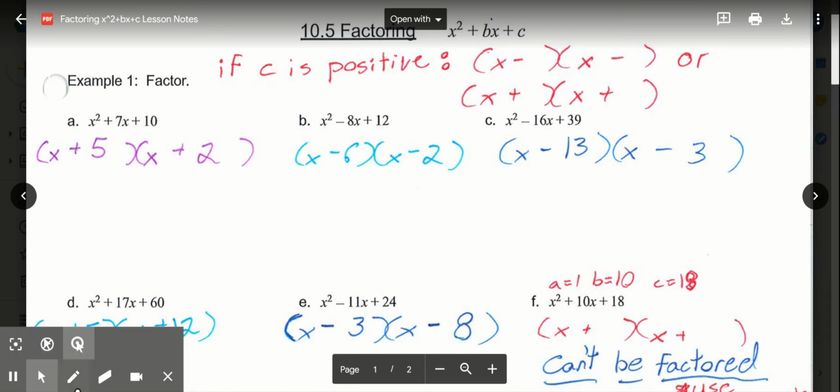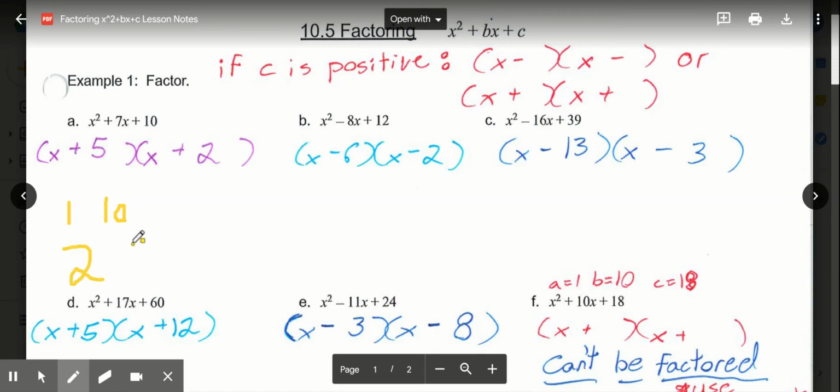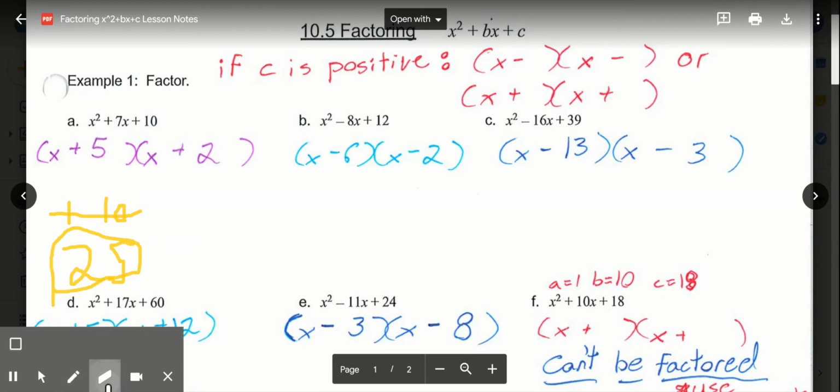So in this case, if I'm thinking about factors of 10, I have 1 times 10, or I have 2 times 5. Beautiful writing from my nice little scrolling cursor here. So if I have 1 and 10, well, 1 plus 10 is 11, so I know it can't be that combo. 2 plus 5 is 7, so this is the group that I'm going to use.